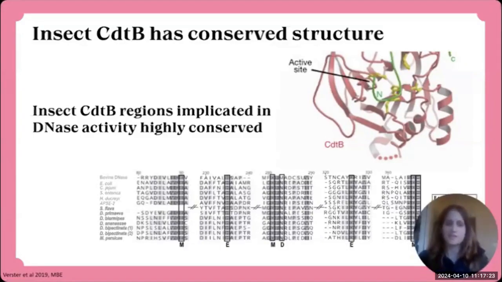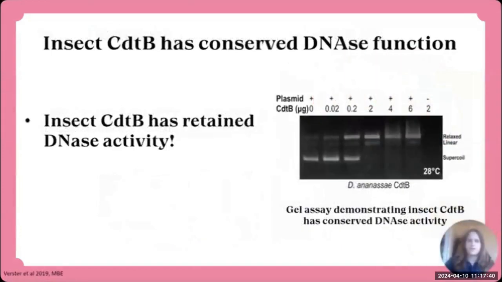Even though insects and bacteria are very different, we observe that a lot of the amino acids that are important in these enzymatic activities or these DNase activities are almost 100% conserved even between these very phylogenetically distinct groups. We see that this conserved structure also has manifestations in conserved function.